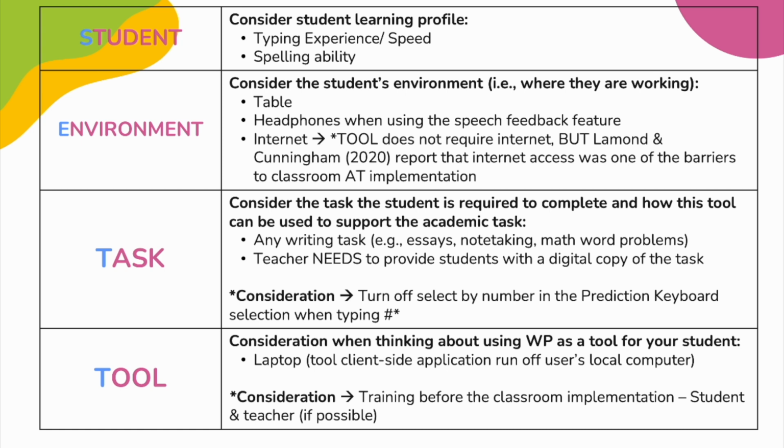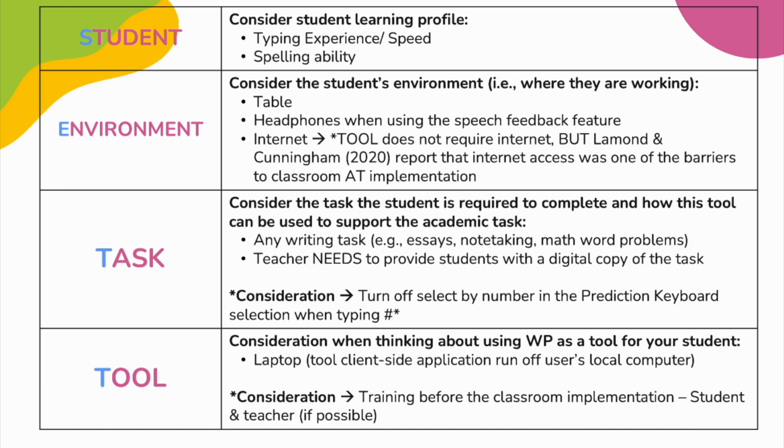Next, we're going to want to consider the student's working learning environment, so the classroom. Of course, because this program is located on a computer, the individuals are going to need a table to put their laptop on to use the tool. If individuals are using the speech feedback, it's important that they have headphones to be able to hear the words read out loud, while also minimizing the distractions within the classroom. Although this tool does not require the internet to function, the school internet is a huge part of the students' learning environment. According to Lamon and Cunningham 2020, teachers report that internet access is one of the barriers to classroom AT implementation. So as educators, it's important to keep this in mind when thinking about successful AT implementation of these tools.